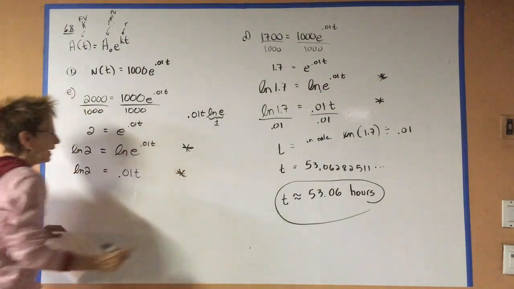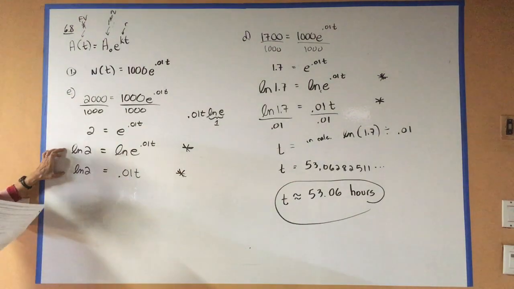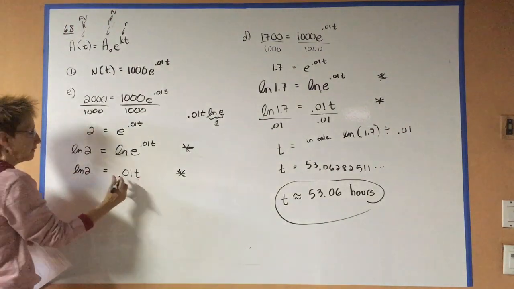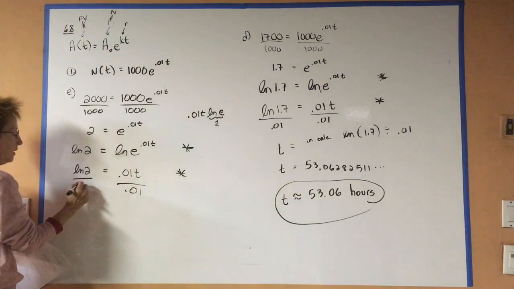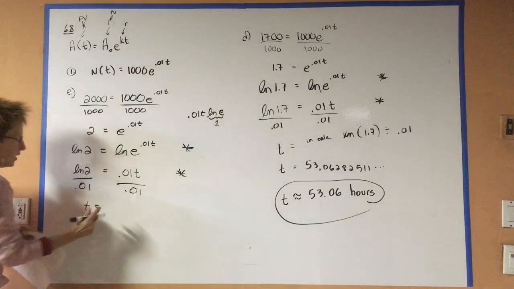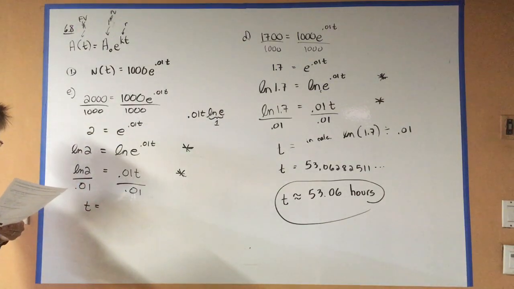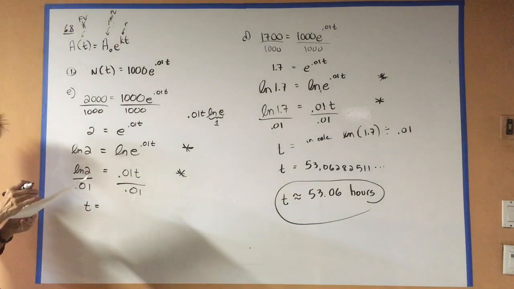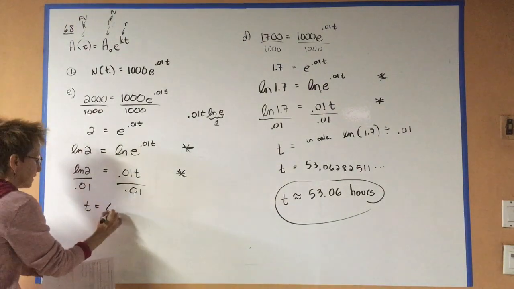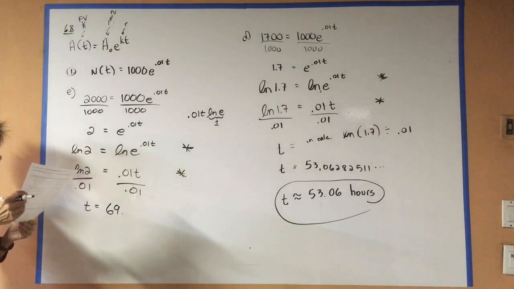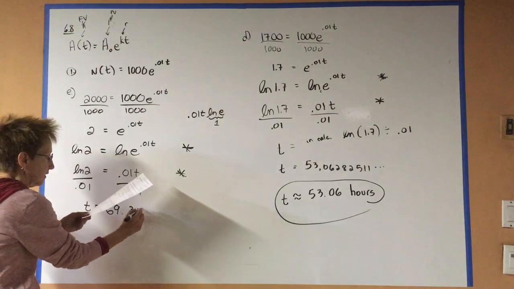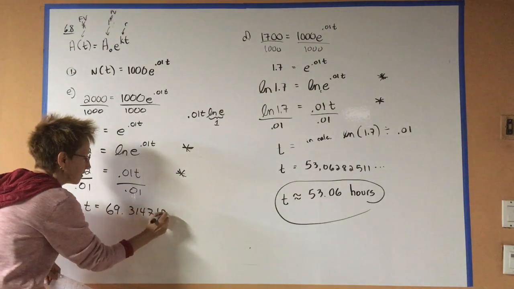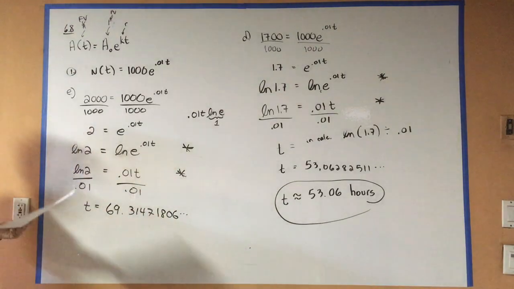I want to see that line. I want to see these. I want to see them happen. And now what kind of an equation do I have? This is linear. All I have to do is divide by 0.01, divide by 0.01. So when I put ln of 2 divided by 0.01 into my calculator, my calculator spit out 69.31471806. That's as far as my screen went.